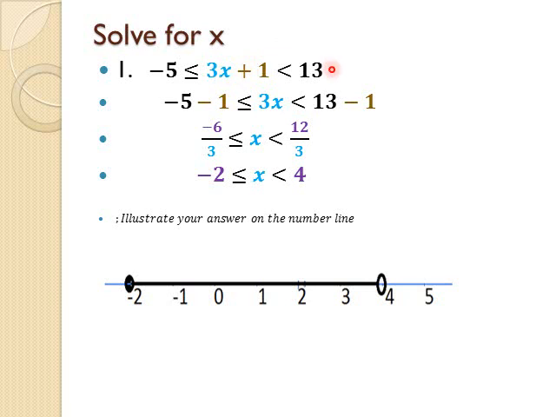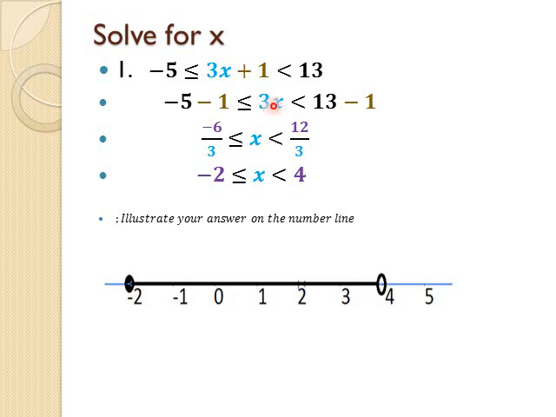So plus 1 I take across becomes negative 1. Plus 1 I take across becomes negative 1. Minus 5 minus 1 would give me negative 6. 13 minus 1 would give me 12. Right? We always divide by the coefficient of x.